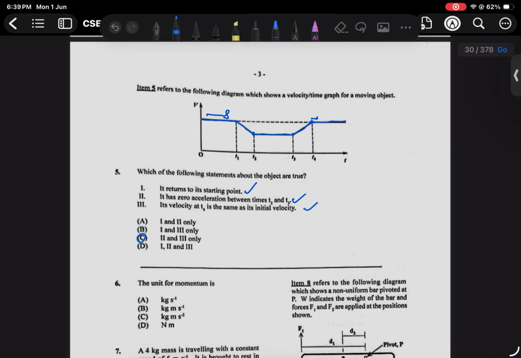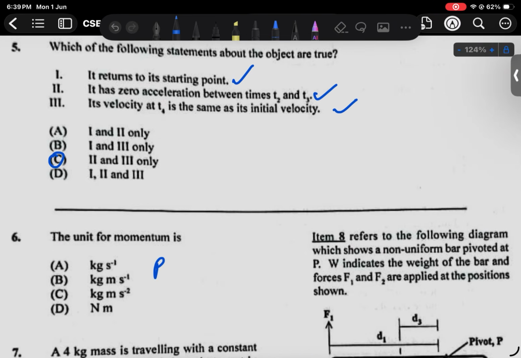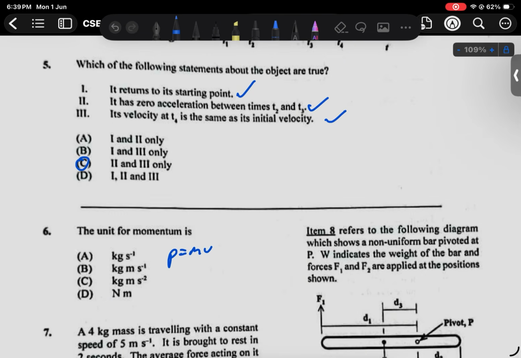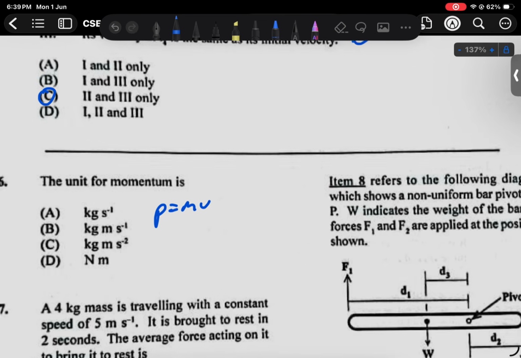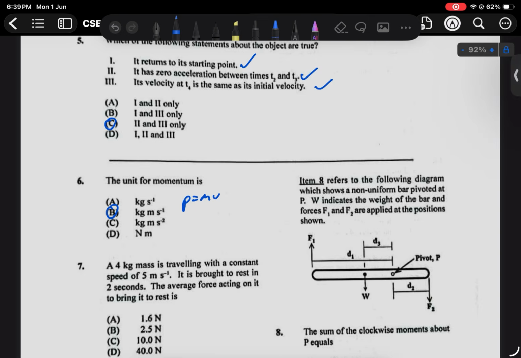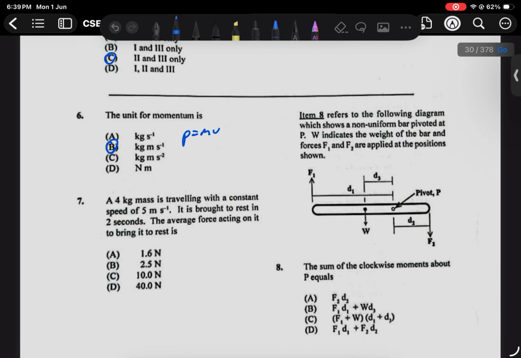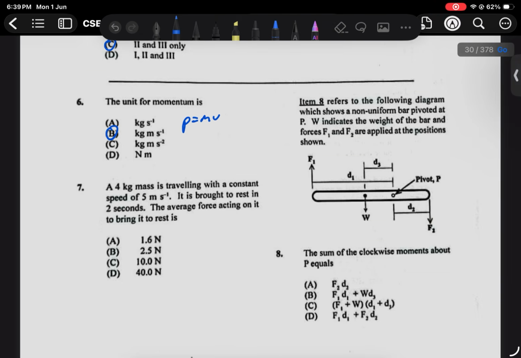The unit for momentum, we know that momentum is equal to the mass times velocity. So it'd be kilograms meters per second. A 4 kilogram mass is traveling with a constant speed of 5 meters per second. It is brought to rest in 2 seconds. The average force acting on it to bring it to rest, this I repeat, that will be 10 newtons.